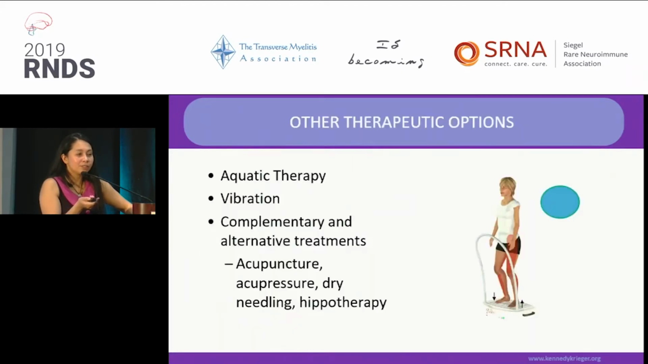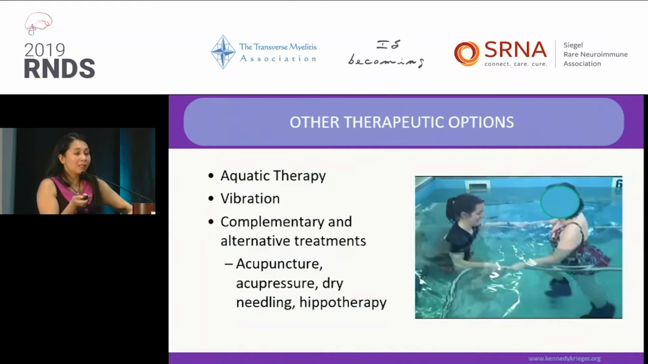Other therapeutic options: vibration plates. Again, it helps modulate the tone. It dampens spasticity. We could do aquatic therapy. In our center, we do aquatic therapy. They can do gait training and exercise in water in a safe and comfortable environment, so they can focus on activating movement patterns. And other complementary and alternative treatments: you could have acupuncture, acupressure, dry needling, and hippotherapy. Hippotherapy is when you ride a horse. I don't know if anybody is familiar with that or not.